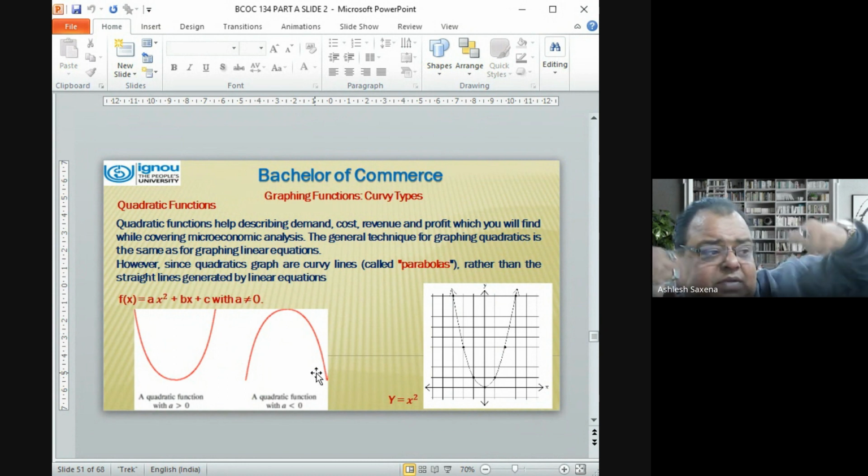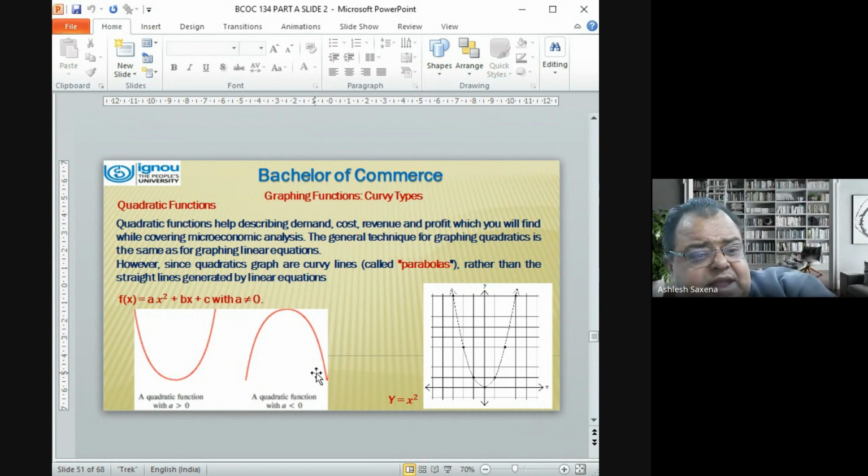Now what is the use of this quadratic function? It helps us in describing demand, cost, revenue, and profit, which you will find while covering microeconomics analysis. The general technique for graphing a quadratic is the same as for graphing linear equations. However, since quadratic graphs are curvy, they are called parabolas rather than the straight lines of a linear equation. Your equation is f(x) equals ax squared plus bx plus c, where a is not equal to 0.